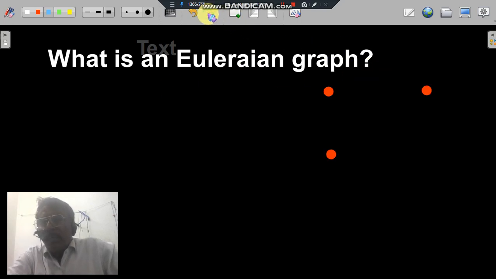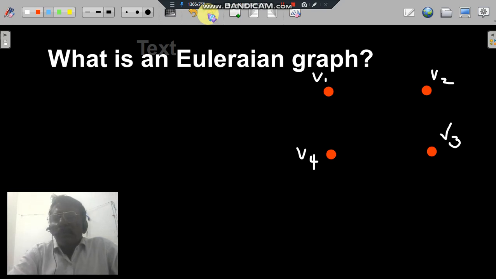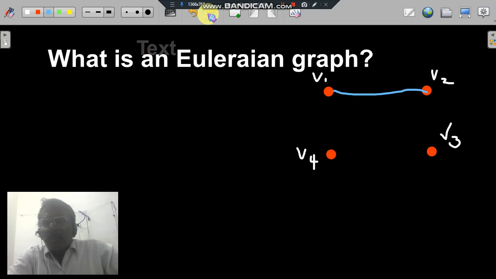There are four vertices I have plotted on the blackboard. I call them V1, V2, V3 and V4. Now I am going to make an edge between the vertices here, from V1 to V2, and then from V2 to V3, V3 to V4 and V4 to V1.